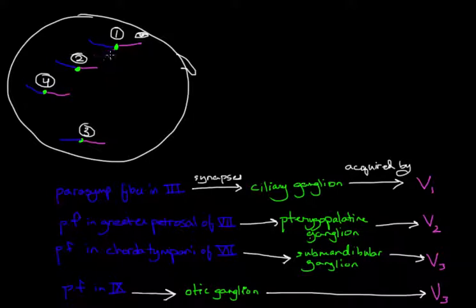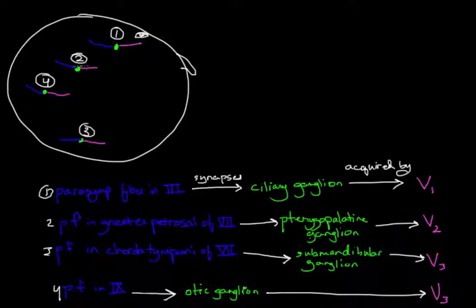So I'm going to get rid of all this, and let's just walk through the rest of the parasympathetic fibers. Let's look at number 2. I actually didn't label these, so let me just make it very clear. This is talking about number 1, this is talking about 2, 3, and 4.